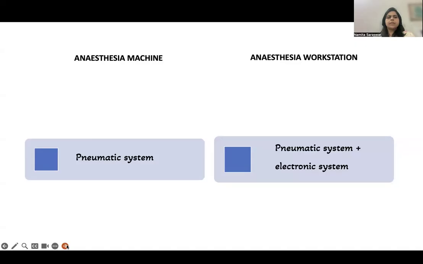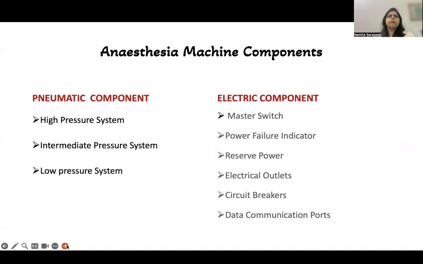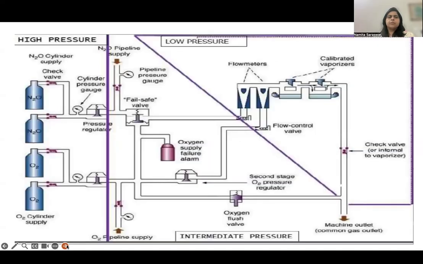The anesthesia machine mainly comprises a pneumatic system. However, the workstation comprises both pneumatic as well as electronic or electrical systems. Now, when we go into details about the anesthesia machine components, the pneumatic component is divided further into the high pressure system, intermediate pressure system, and low pressure system. And the electric components comprise the master switch, power failure indicator, reserve power, electrical outlets, circuit breakers, and data communication ports, etc.